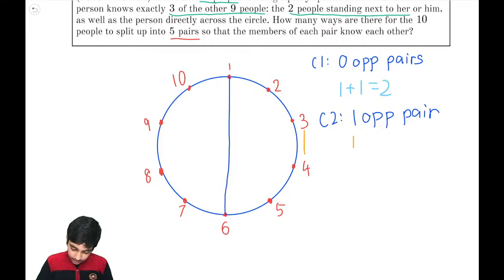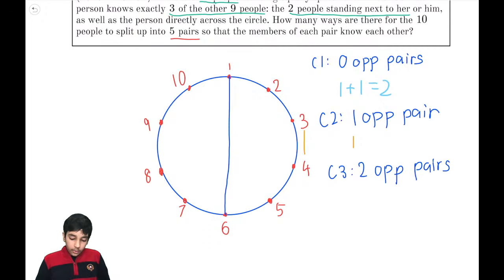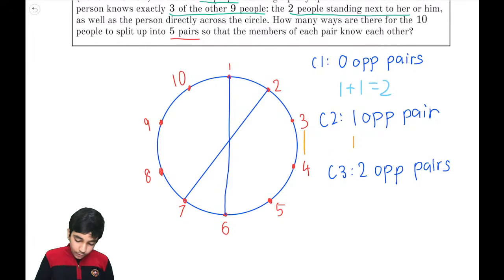And for this third case here, let's say we have 2 opposite pairs. Okay, so we have 2 opposite pairs. Let's say we have, for example, 1 and 6, and then we have 2 and 7. Then we can see from here that if you have 2 opposite pairs, then 3, 4, and 5 are left. We're left with only 3 people in each group.